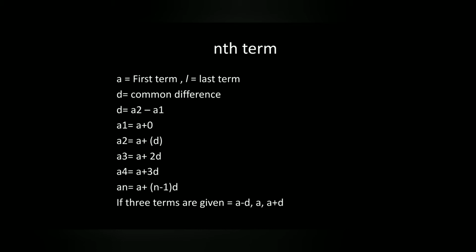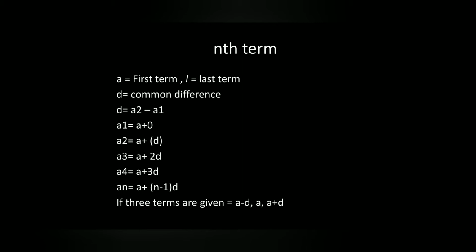So can you see there is a relation of numbers? A and d are similar everywhere, just the relation of number is there: 1 and 0, 2 and 1, 3 and 2, 4 and 3. That is why we write this equation for the formula for the nth term: an is equal to a plus n minus 1 into d.